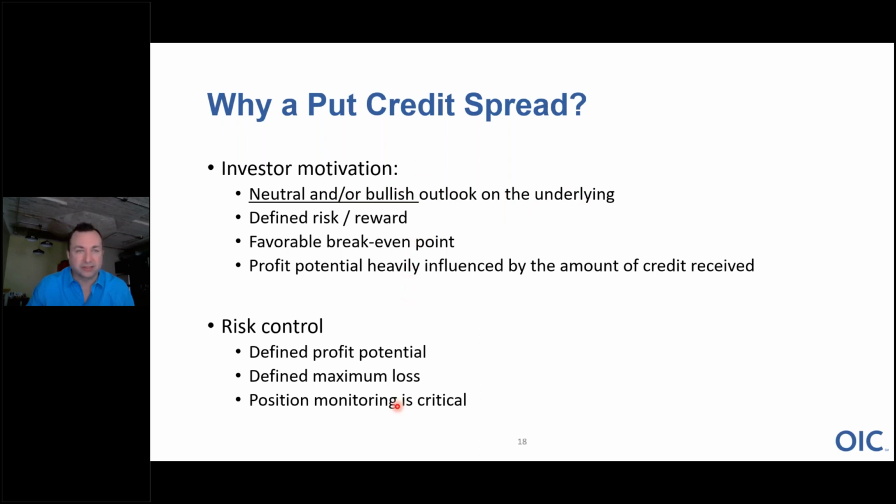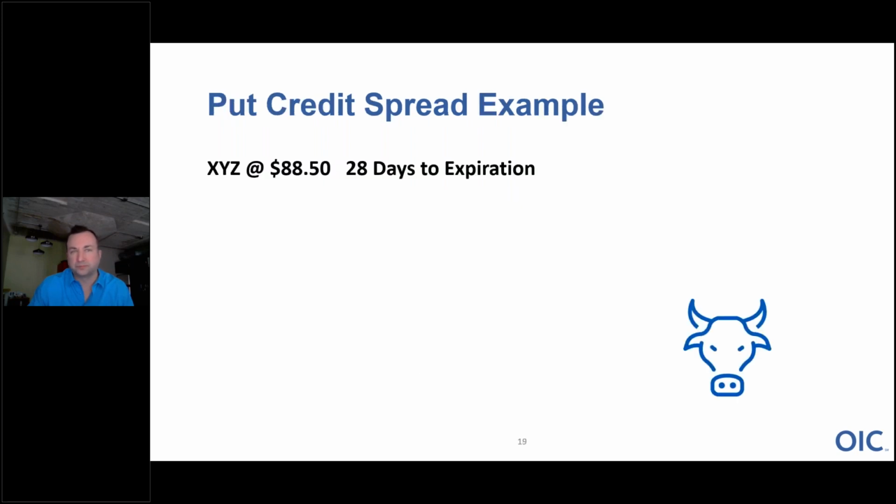Everything else here looks exactly like it did before with the call credit spread, defined risk reward. We'll see that element of favorable break-even point once again, and defined, calculated maximum potential profit and maximum potential loss. Again, that is while the options trade is open. This changes if we end up with a stock position, but while we have the options, we can precisely calculate that profit and loss potential.